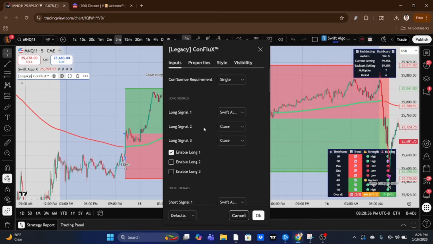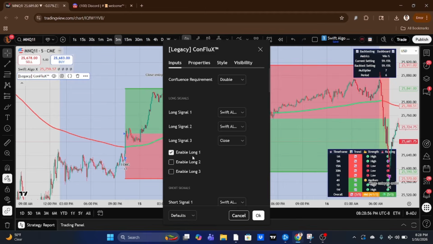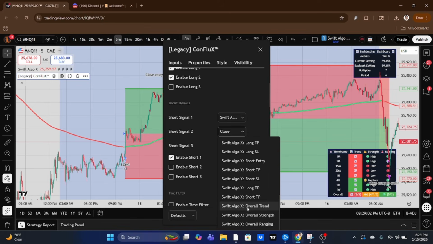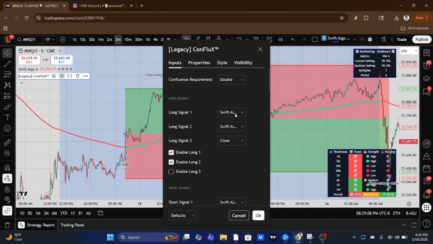You can always add a second and a third indicator for additional confluences. Let me give you an example. Let's say you're going to be using a second confluence. You have to change this confluence requirement to double. For the long second one, this is just an example, let's say overall trend. You have to check enable long 2. If you want to use a second or a third confluence, same thing with triple. But for me, I just keep it as single though.